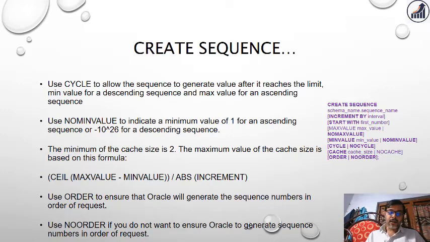The next one is order. The order option ensures that Oracle will generate the sequence numbers in the order of request. This option is useful if you are using Oracle Real Application Clusters. When you are using exclusive mode, Oracle will always generate sequence numbers in order. And the last one is no order. No order is used if you do not want to ensure that Oracle generates sequence numbers in the order of request. This option is the default in Oracle.